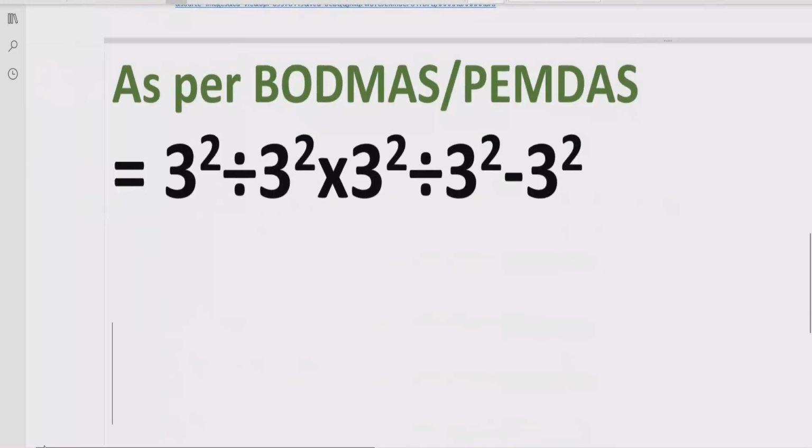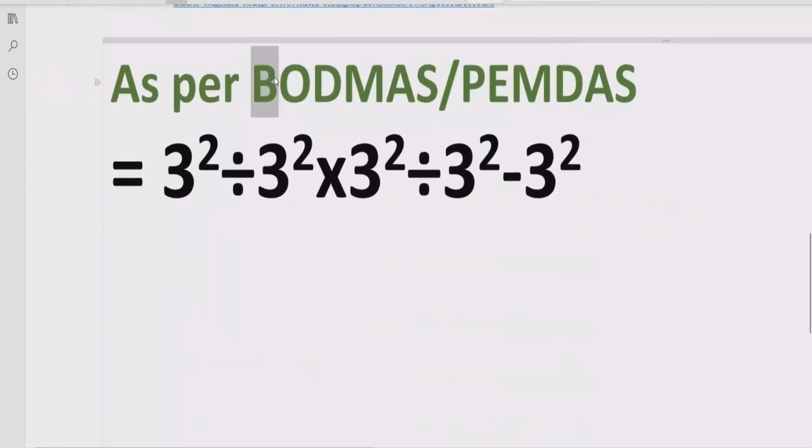According to the BODMAS and PEMDAS rule, first of all we have to solve the bracket. But we do not have any bracket. So we have to solve the exponent part of the order of operations. We will solve each exponent one by one. We have here 1, 2, 3, 4, 5 exponent parts.